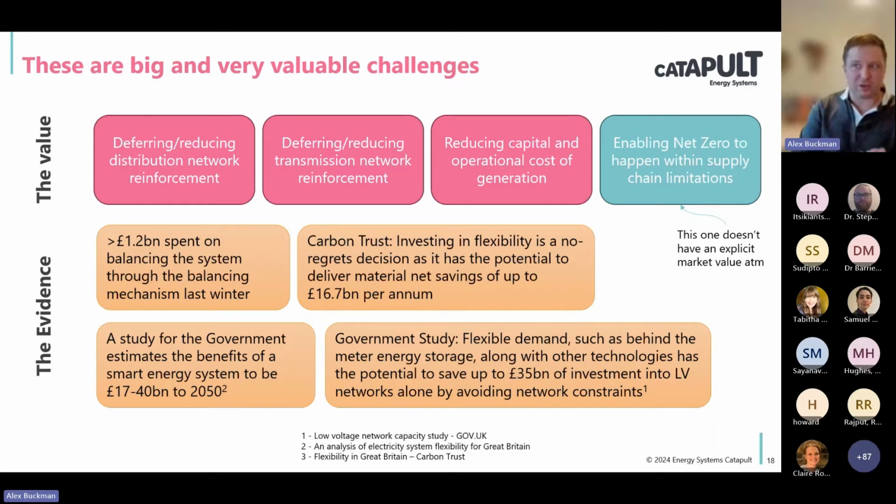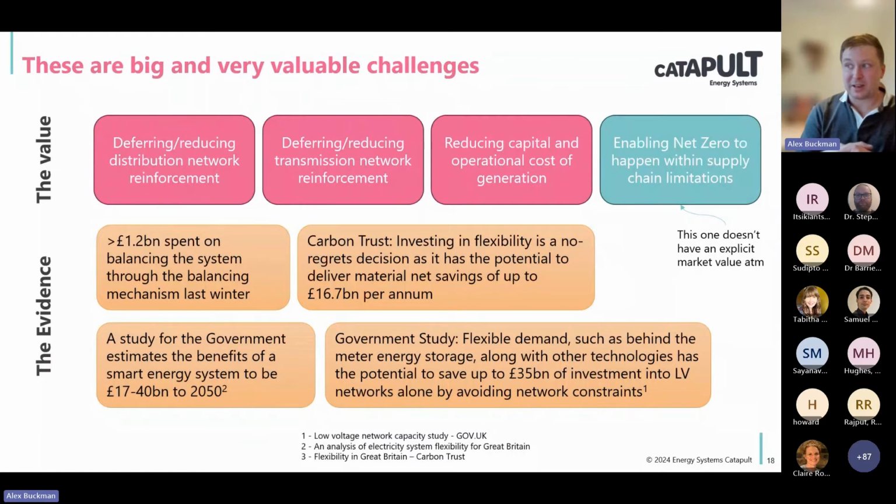One is deferring or reducing distribution network reinforcement, and so just that bottom right box and the orange box there. There's a study done for government recently that showed that just on low voltage networks and distribution networks, there's the possibility to save around £35 billion using behind the meter flexibility. Then deferring or reducing transmission network reinforcement. So that's the much higher voltage stuff. And there's a lot of value there as well, and it's in the billions.